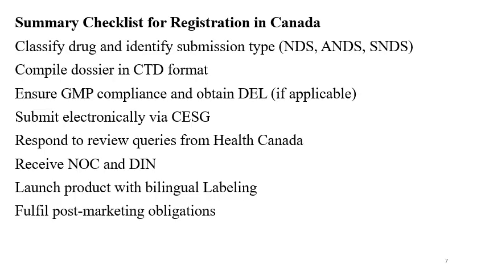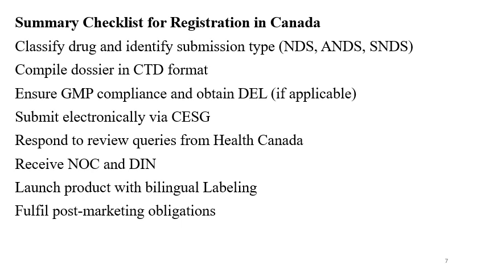Checklist for the registration in Canada. Classify the drug and identify the submission type, whether you are going for the new drug submission or abbreviated new drug submission or supplementary. Compile the dossier in CTD format. Ensure the GMP compliance and obtain the DEL. If it is applicable, you need to obtain the DEL.